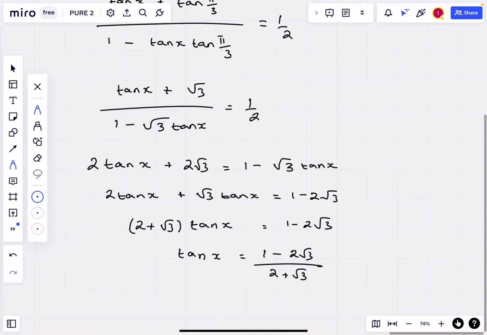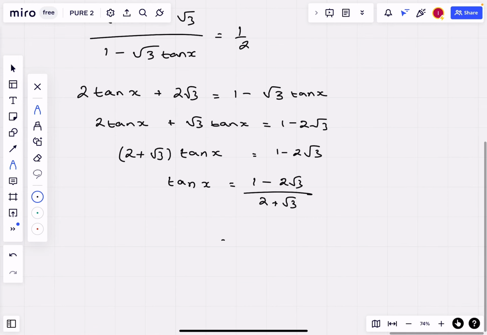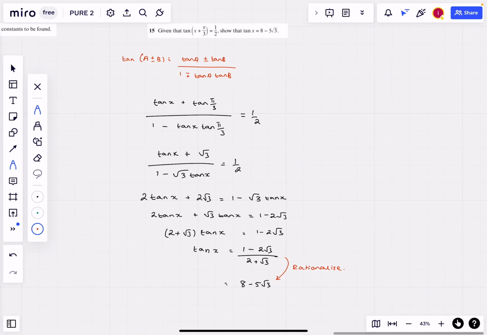Is it finished from here though? No, because you have a surd at the bottom. You need to rationalize it. After rationalizing the surd, you get 8 minus 5 root 3. So from here to here, you want to rationalize. And then you've shown it. There you go. That is the addition formulae.